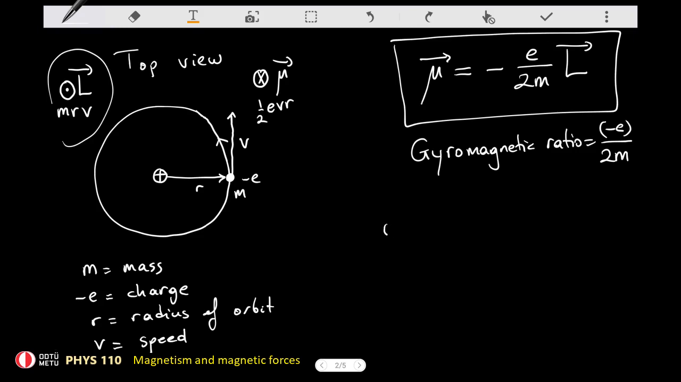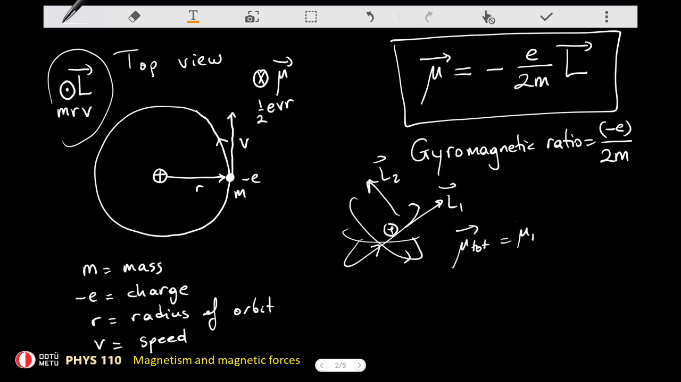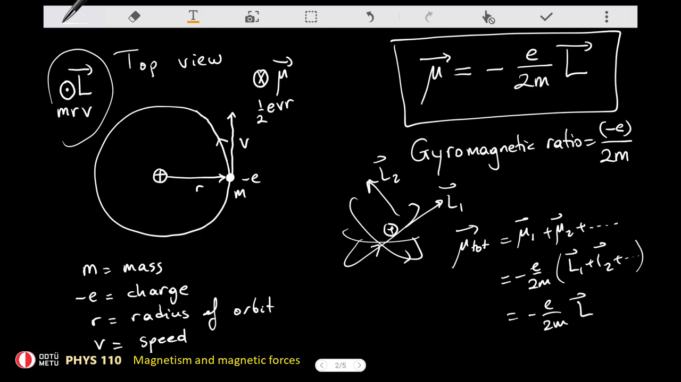It means that if an atom has not just a single electron, but many electrons, so one electron has an angular momentum L1 and the other one has L2 and so on, in that case, the total dipole moment of the whole system, which is obtained by summing the magnetic dipole moments of all the electrons, can be expressed as this ratio, which is the same for all electrons, times the sum of the angular momenta. Which means, of course, that the same expression is valid for the total angular momentum.